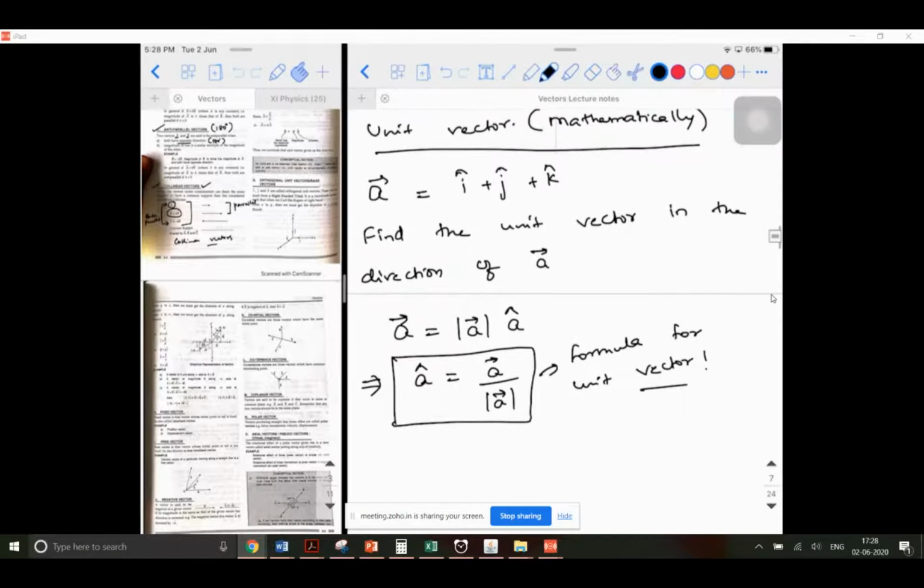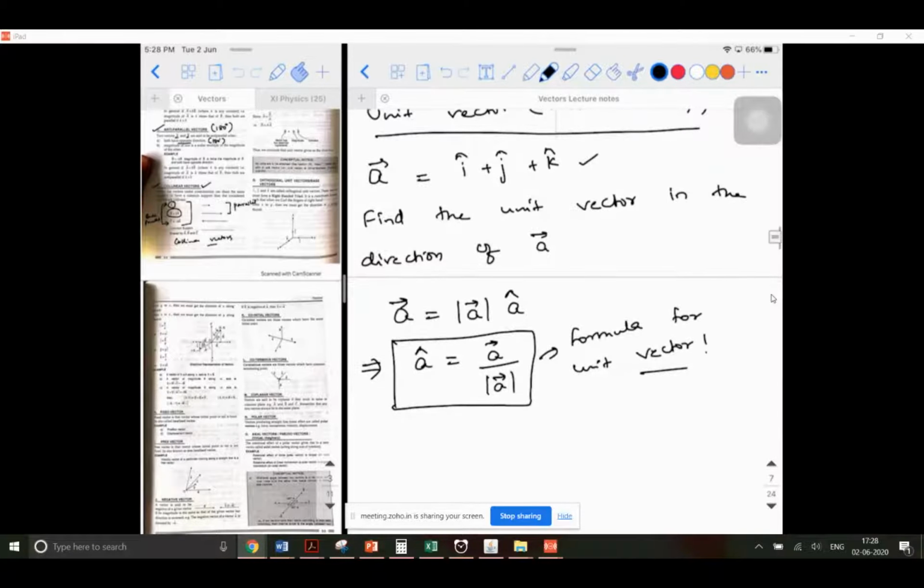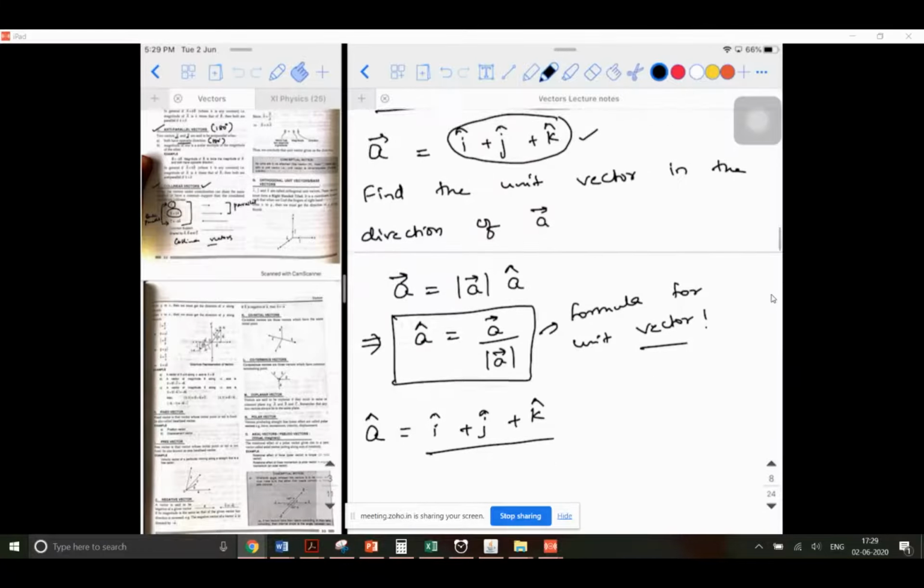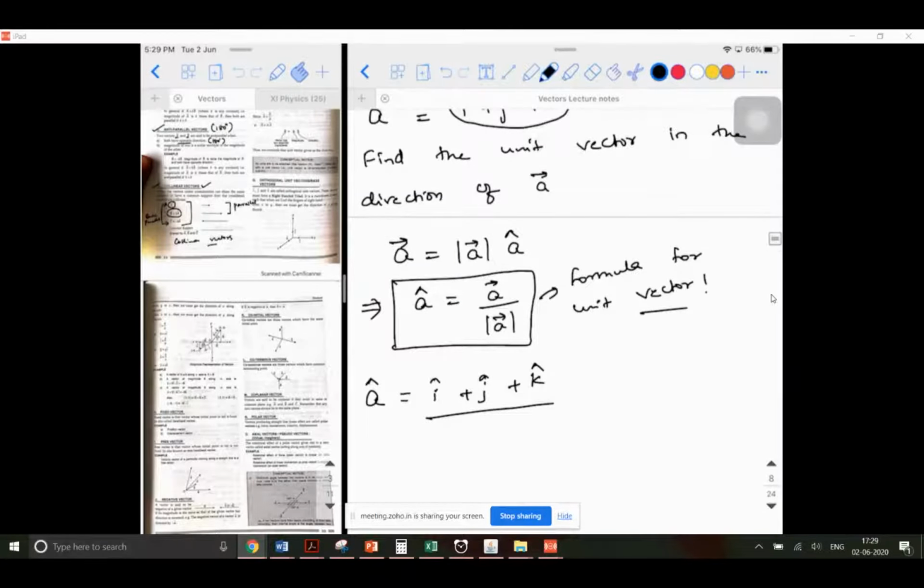Now I'm going to approach it mathematically. A vector is given to me. I'm going to find the unit vector in the direction of A vector. How do I apply it? Can you apply it as a formula? So A cap is equal to, what is A vector? A vector is given here, that is i cap plus j cap plus k cap, divided by what is the magnitude of A vector in this case? The previous formula.